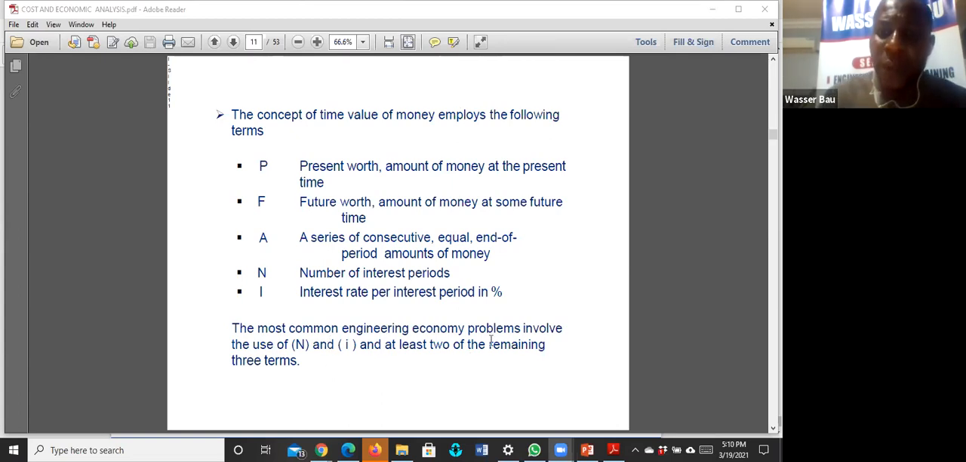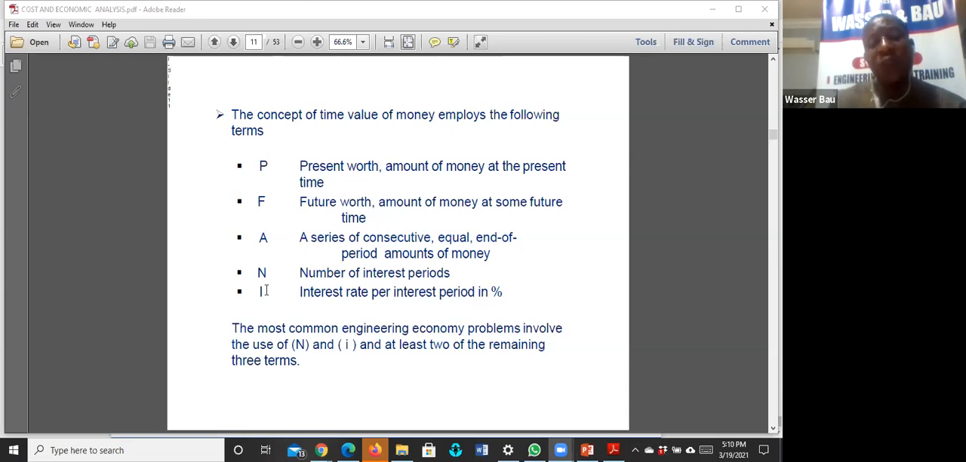So you said the most common engineering economic problem involves the use of I and N, and at least two of the remaining three terms. So out of these three terms, in any engineering economic problem, there must be N and I as constants, because those are base variables. Those ones are established already. So the next thing is that either P, F, or A will be given. So I can be given P to find F. I can be given F to find A. So of the first three, one will be given and you'll be asked to find one. Then these two, I and N, are by default present.